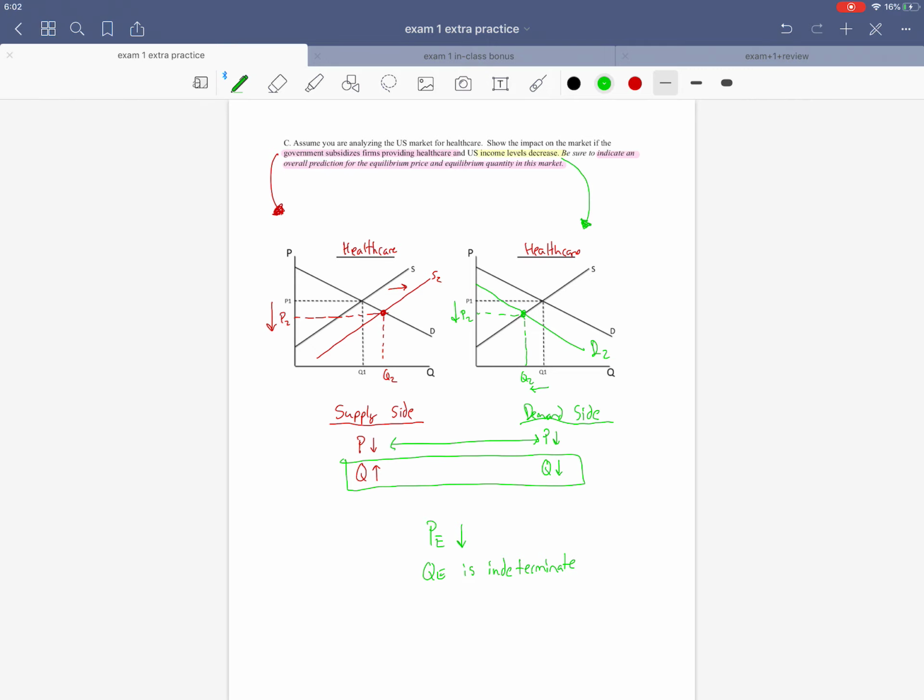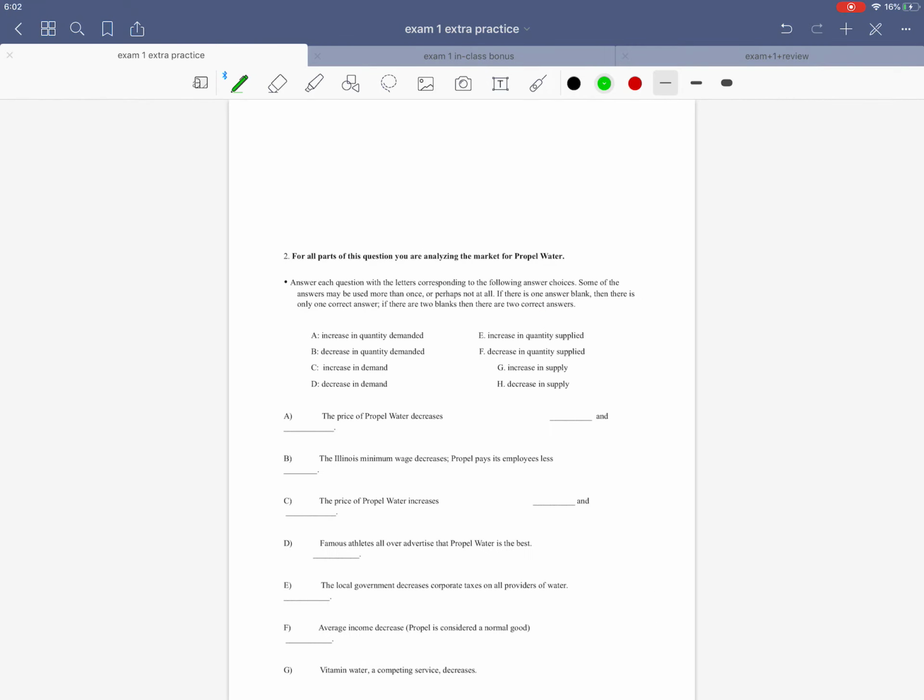So we just don't have enough information. All right, so this next one we're looking at the market for Propel water. So answer each question with the letters corresponding to the following answer choices. I can pretty much guarantee you're going to see a table just like this on your exam, and I'll show you the best way to answer this one.